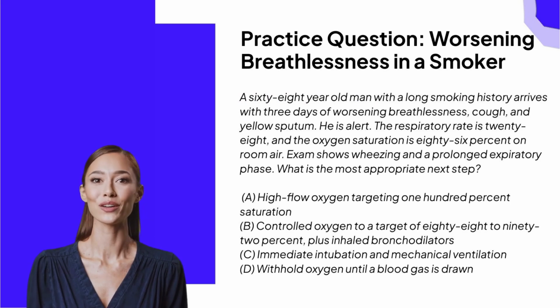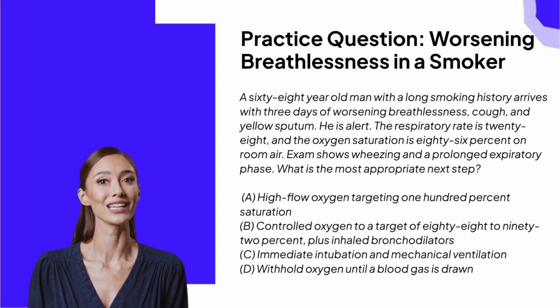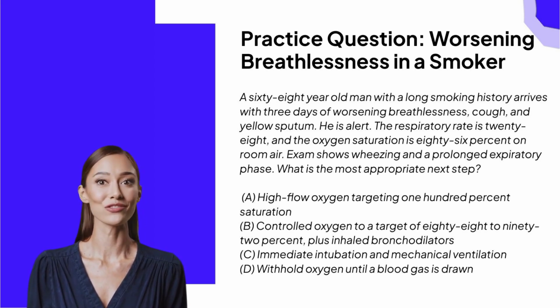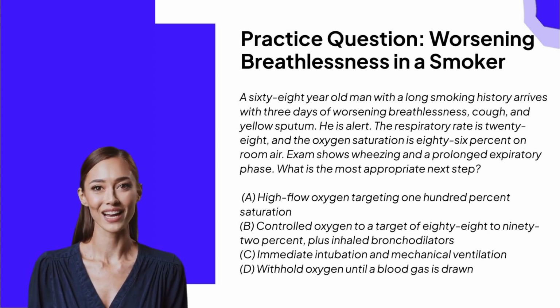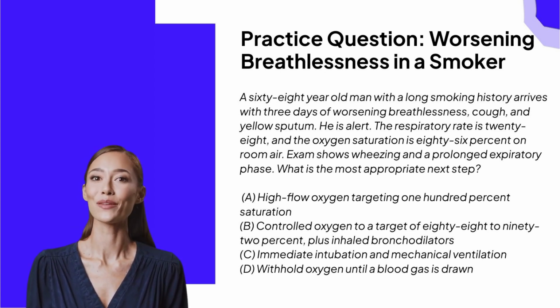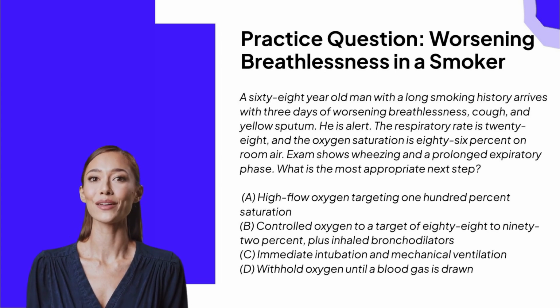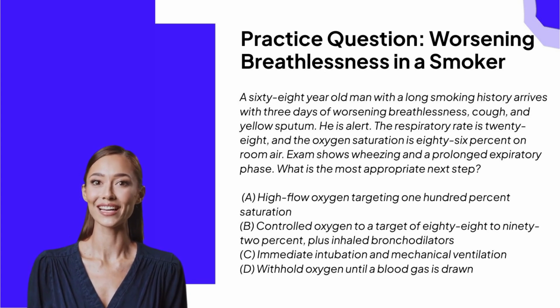Let us work through our first practice question. A 68-year-old man with a long smoking history arrives with 3 days of worsening breathlessness, cough, and yellow sputum. He is alert. The respiratory rate is 28, and the oxygen saturation is 86% on room air. On exam, he is wheezing with a prolonged expiratory phase. The question asks for the most appropriate next step.